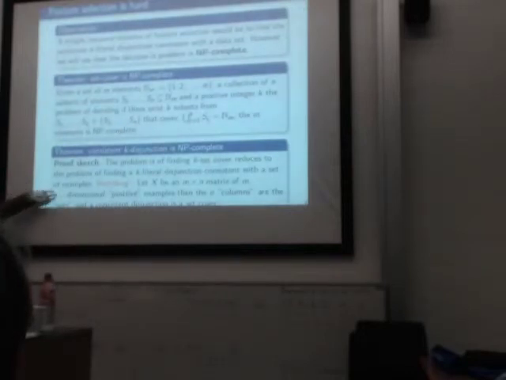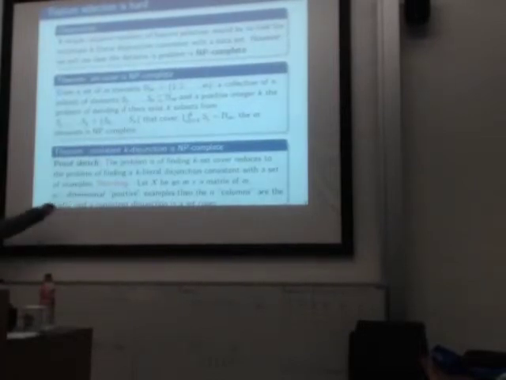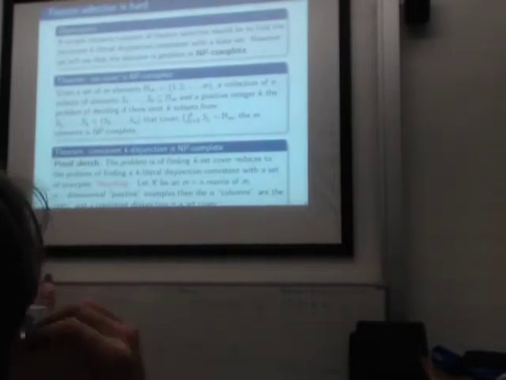Then the n columns are the sets, and a consistent disjunction is a set cover. Let's look at this pictorially. So, I mean, that's all there is to the reduction.